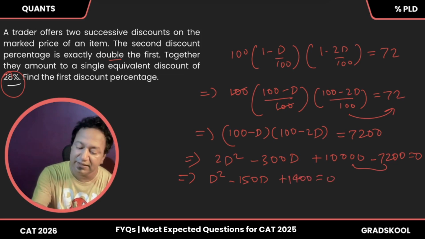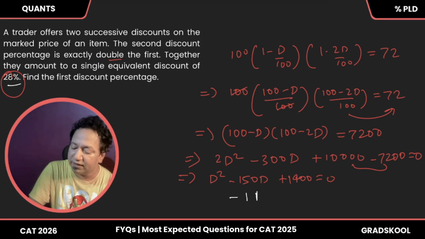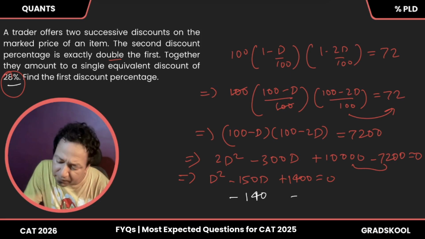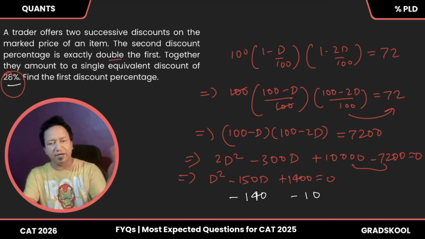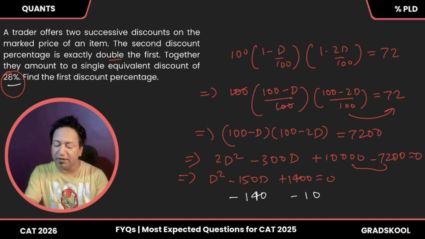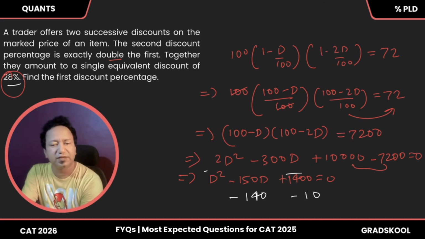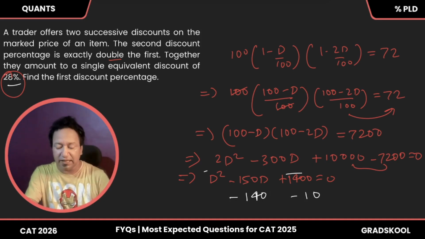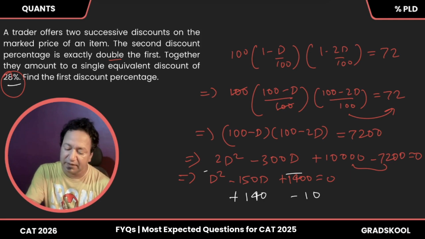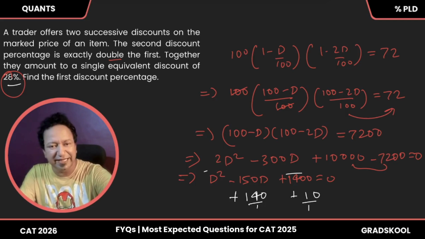I told you how to solve this earlier also. So d can be broken down as minus 140 and minus 10, so that the product of these two is equal to the product of 1400 and 1. 1 is the coefficient of d squared. Once you do that, reverse the signs, and then divide by the coefficient of d squared. So this is what I'm getting, 140 and 10.